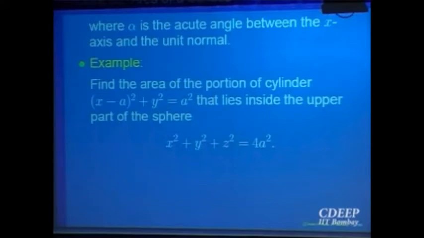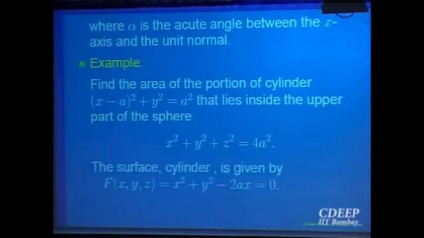It is not centered at 0, 0, right? The axis is not the z axis but shifted, right? So x is equal to a, that line is the axis. So we want to find what is the portion of that cylinder which lies inside the sphere. Okay? So to do that, let us write the cylinder as an implicit equation. So x square plus y square, open it out, so it is minus 2ax is equal to 0.